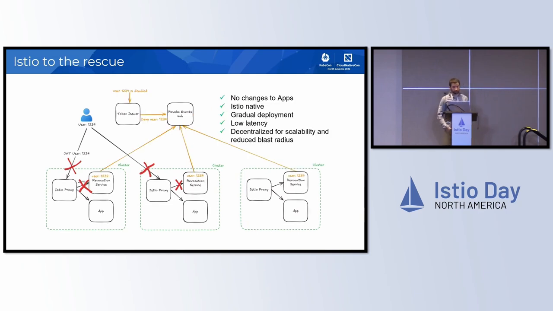So the advantage of this is no changes to your apps. It's Istio native, as we just showed, the policies are very simple to at least put in place. You can roll this out gradually. You leave your existing auth in place. You do not change it. It's an additional layer. Because we're putting these revocation services local to each cluster, we can achieve lower latency. And it is decentralized, at least in the concept of how the networking is structured, but it also reduces the blast radius that comes with that.